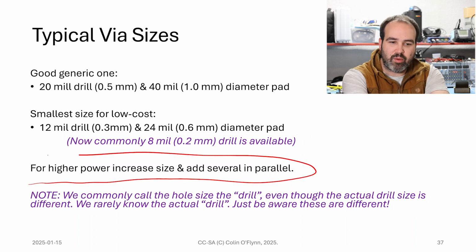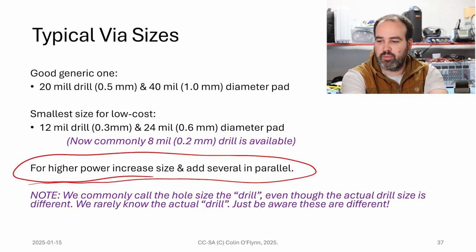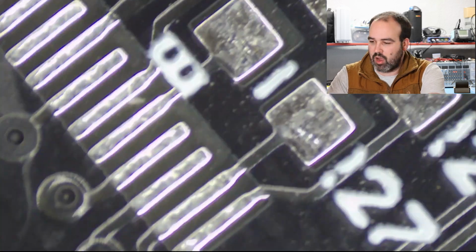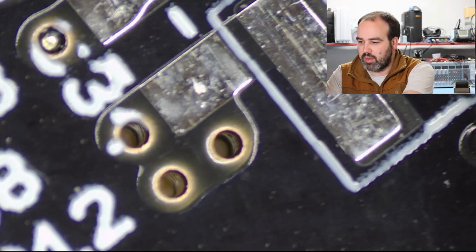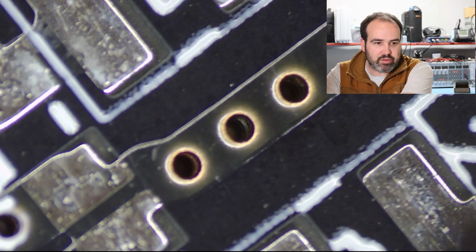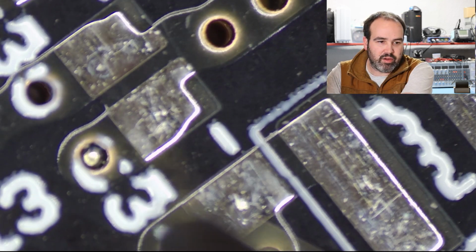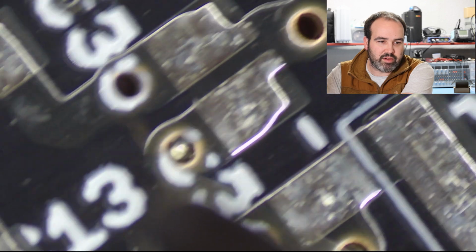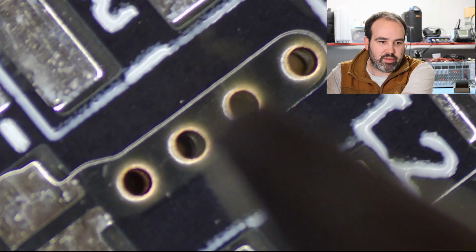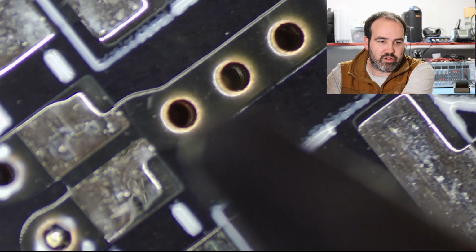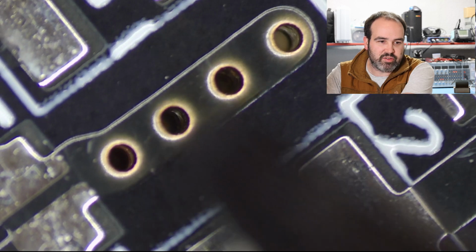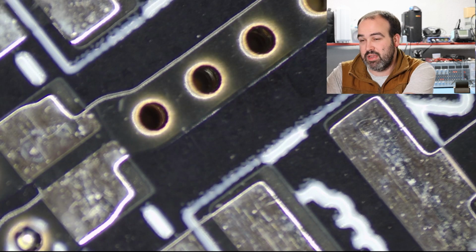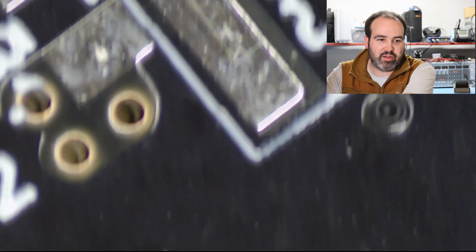Watch out for higher power, or if you need thermal relief, it's pretty common to put a few in parallel. I'm trying to find, let's see, where is this? I've got a switching regulator in here, right? And I don't know if this is just a ground path, but you can see I've got a bunch of vias. One would be connected, but I want a low impedance source, so I've got a bunch in parallel.